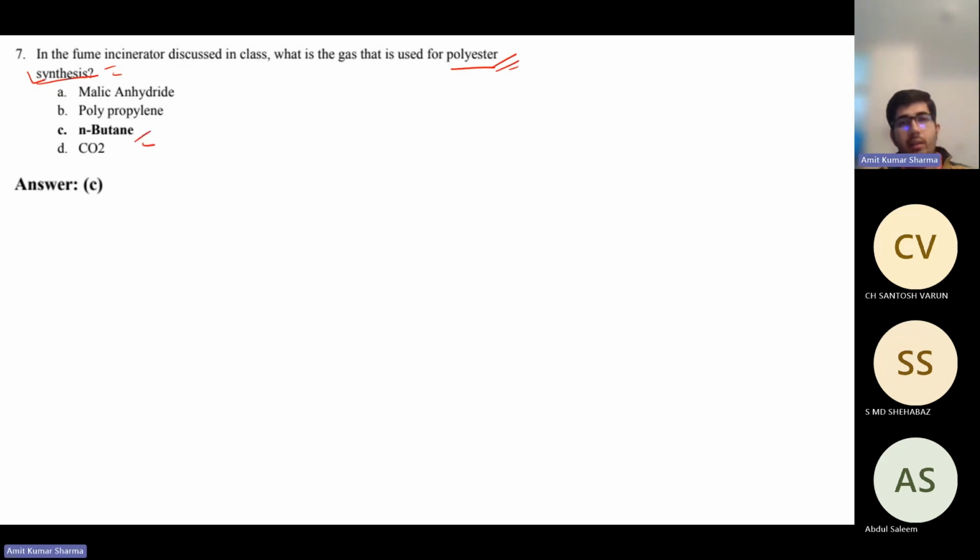In detail, you have to refer to the class notes. But if you are going for polyester synthesis, you require n-butane. There may be other gases also, but they are not used for polyester synthesis, because when you are doing incineration, there will be a number of gases. We have to purify those gases, and the n-butane can be used for polyester synthesis.